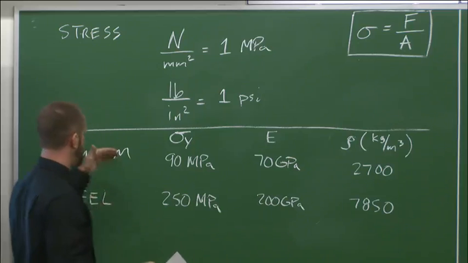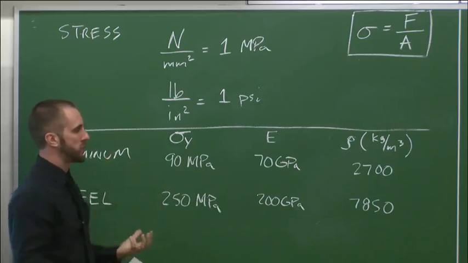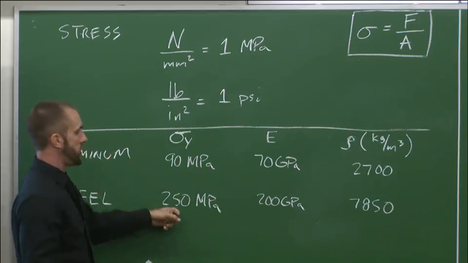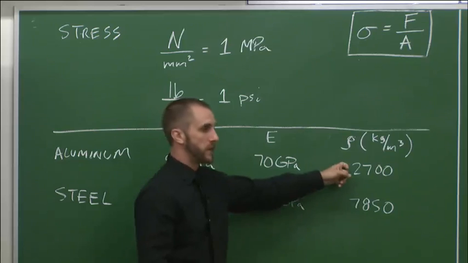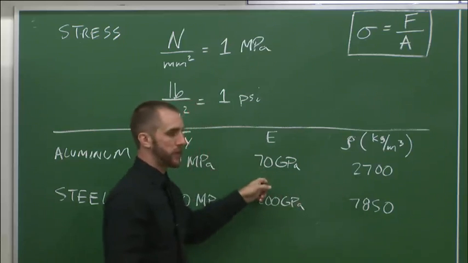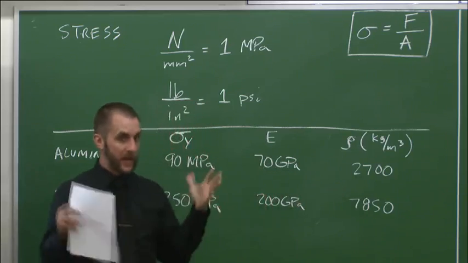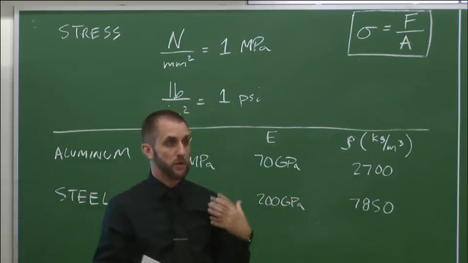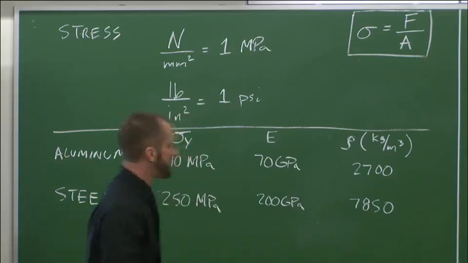So as we can see here, choosing between aluminum and steel depends on what you are after. Do you want high yield strength? Do you want low weight? We'll see how modulus plays in next time. So as a designer, these are the things you have to take into consideration when you're choosing materials.